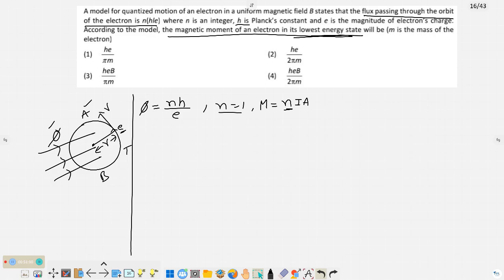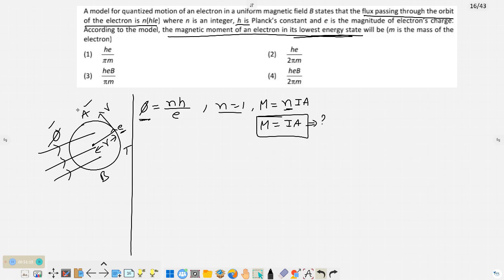So m is equal to I A. This solution we need to find. What is given? Flux. Flux is equal to n h by e. The options are given in terms of h by e form, so you have to convert it. First, flux.